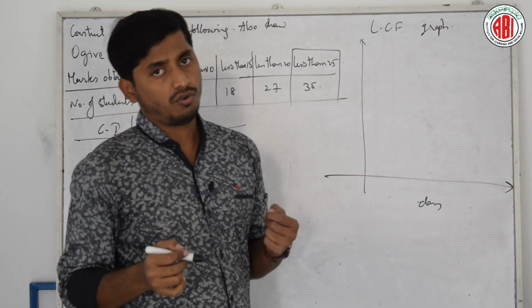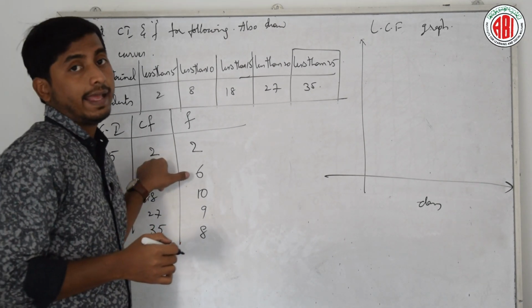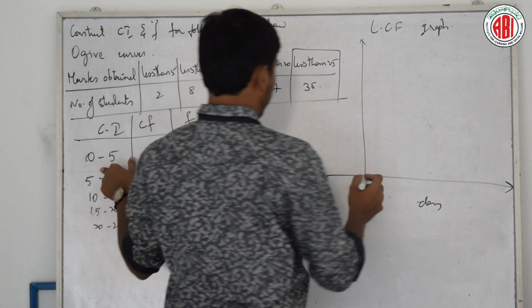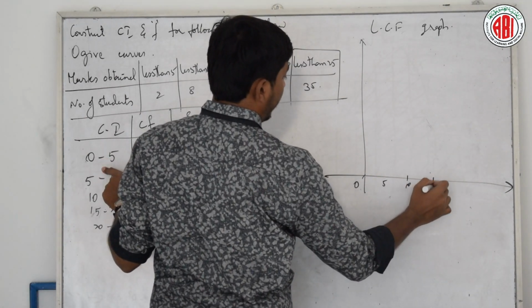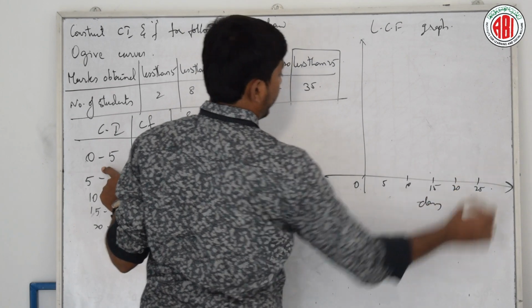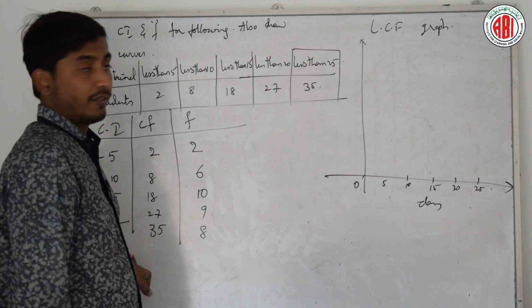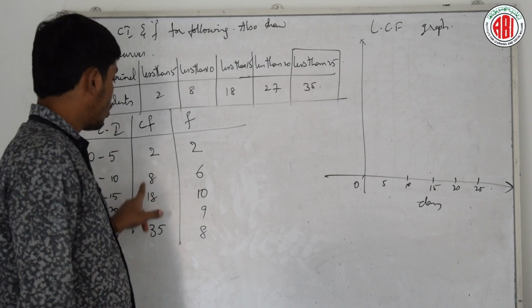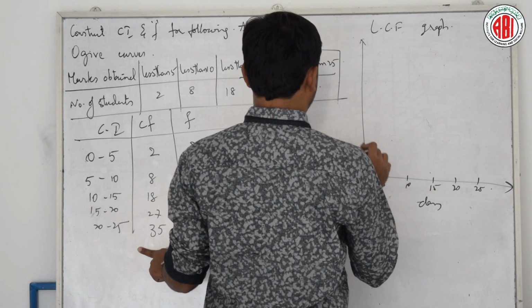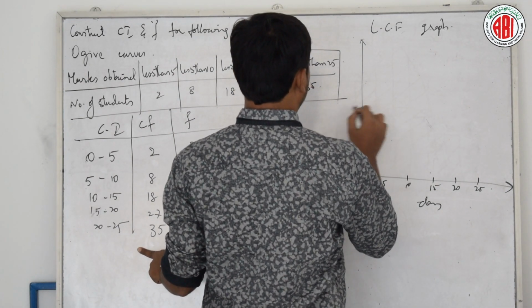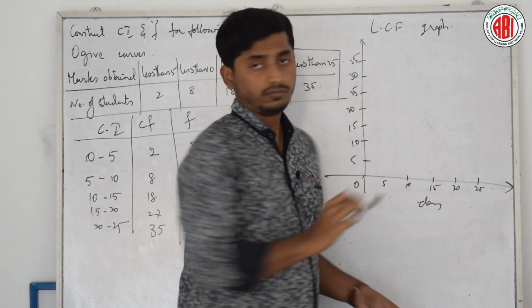Okay, how do we do? That is, we take upper boundary and LCF. Okay, first of all, let us do this. 0, 5, 10, 15, 20, 25. Okay, these are just upper boundaries. Fine. And the next CF, 2, 8, 18, 27, 35. So it is almost in terms of 5. So let us take 5, 10, 15, 20, 25, 30, 35. Okay.